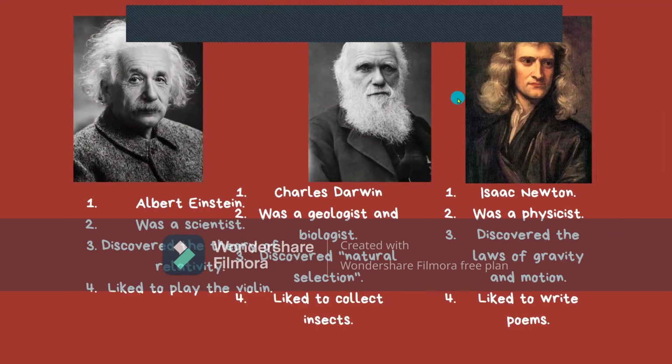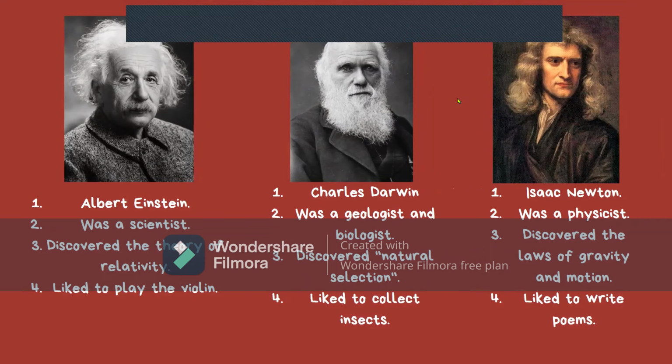Okay, so here we have the three pictures of the celebrities that we are going to analyze today. We have Albert Einstein, Charles Darwin, and Isaac Newton. Fer, can you read the information about Albert Einstein, please? Yes, Albert Einstein was a scientist.